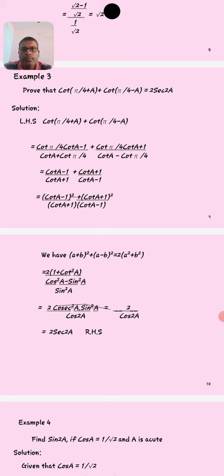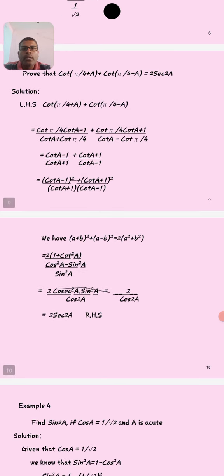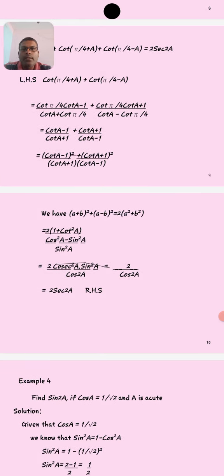That is, we apply the formula, we get (cot pi by 4 into cot A minus 1) divided by (cot A plus cot pi by 4), plus (cot pi by 4 into cot A plus 1) by (cot A minus cot pi by 4). We know that cot pi by 4 is cot 45 degrees, which is equal to 1. So we get (cot A minus 1) by (cot A plus 1) plus (cot A plus 1) by (cot A minus 1). Now we can do the LCM, we get (cot A minus 1) whole square plus (cot A plus 1) whole square divided by (cot A plus 1) into (cot A minus 1).